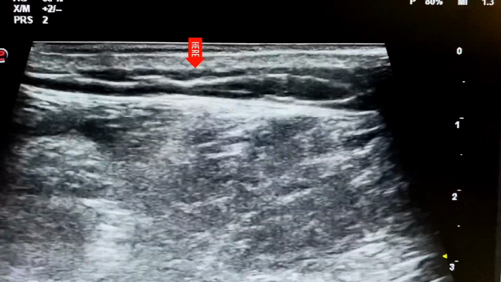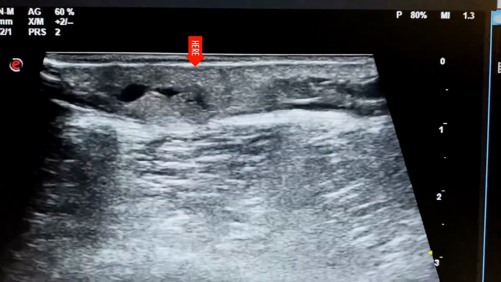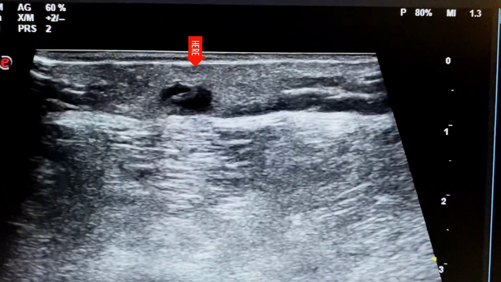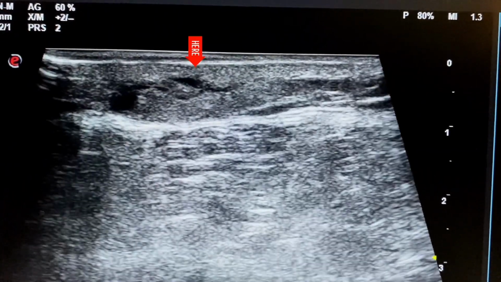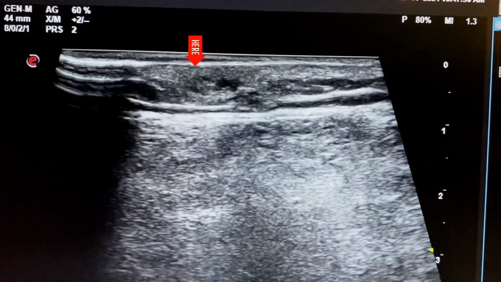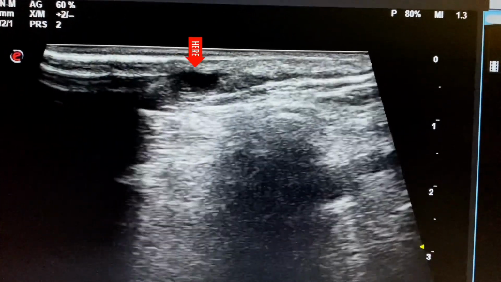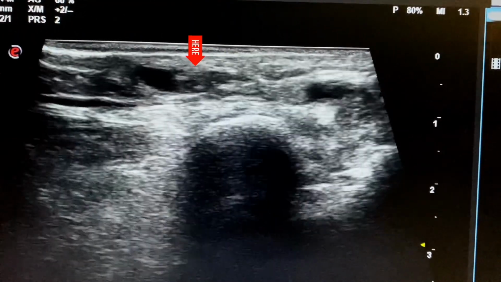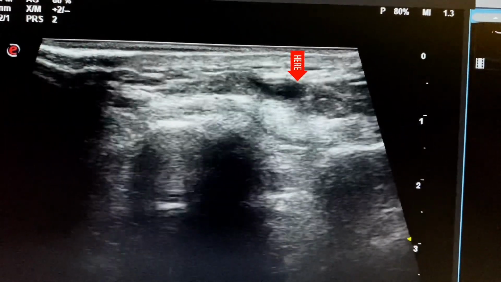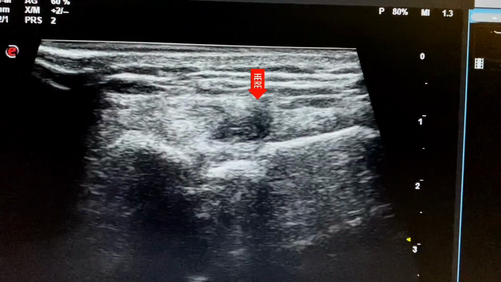Now, if we continue scanning the fluid in the soft tissues towards the knee joint, we see the fluid is continuous in the subcutaneous tissues as an irregular track. Here we see the fluid track is continuous to the knee joint.